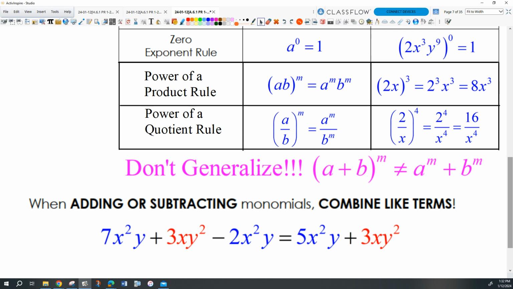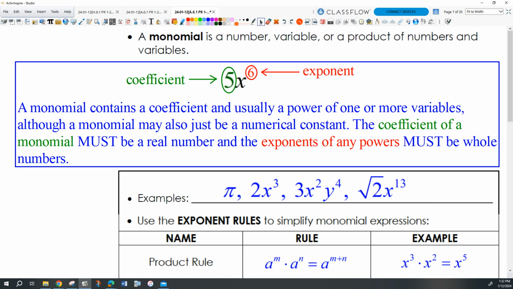It's not that simple. Okay, last thing I'll just introduce is this idea of a monomial. You're not going to see this on the next couple of assignments, but eventually we'll get back to this, and I want to just introduce the concept today. So mono means one. Monomial just means a single term, one term. So nothing is being added or subtracted. It's just by itself. A monomial is a number, a variable, or a product of numbers and variables. That's it. So here's an example of a monomial, right? 5x to the 6th.